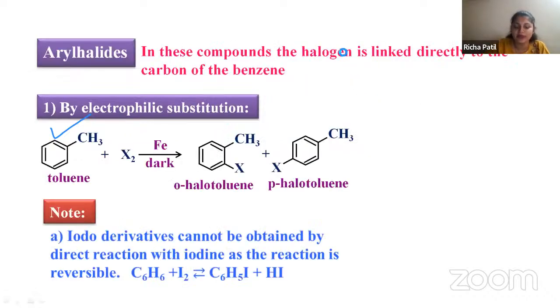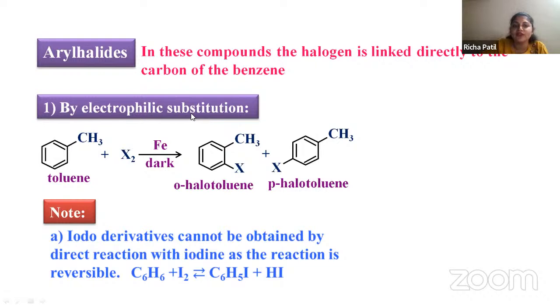Next we'll start with aryl halides. You know what aryl halides are, right? One of the hydrogen atoms is replaced by a halogen, and this halogen atom is linked to a carbon which is sp2 hybridized. So in this compound, the halogen is linked directly to the carbon of the benzene. Why benzene? Because it is an aryl halide. In benzene you have sp2 hybridized carbon.